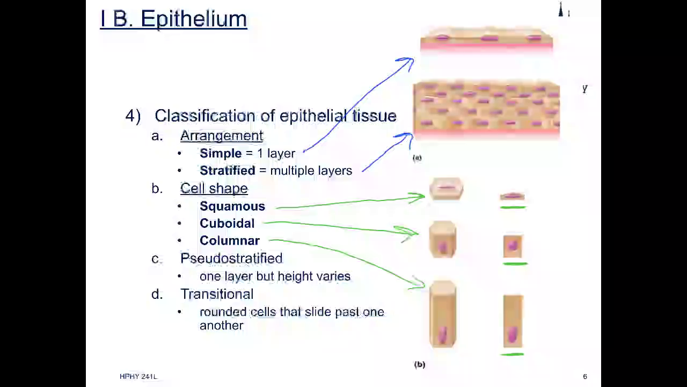So let's look at a few examples. I'm going to show you the 3 types of simple epithelium. Now I'm going to move quickly through this because this is what you'll spend a lot of time in lab this week going over, the different tissues and what they appear like under the microscope. Okay.